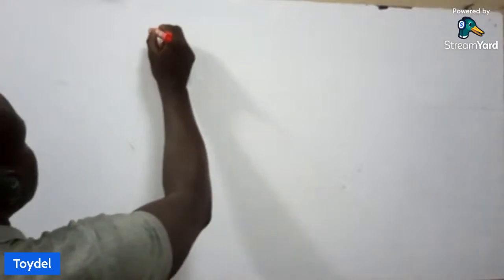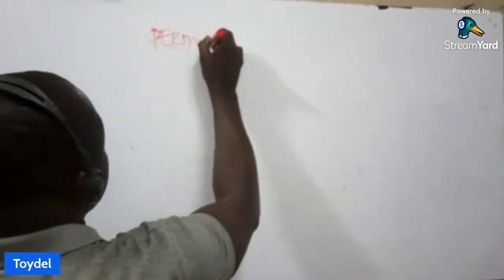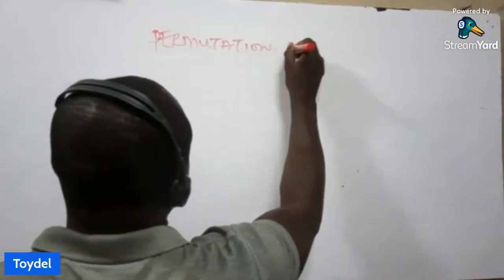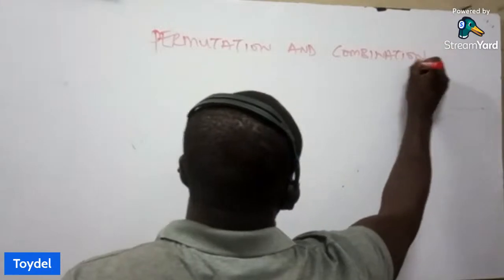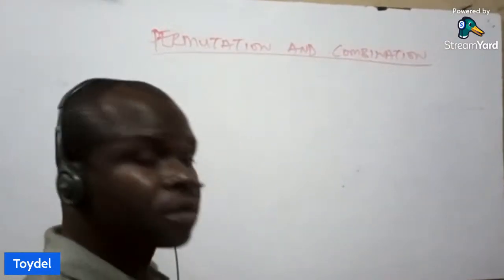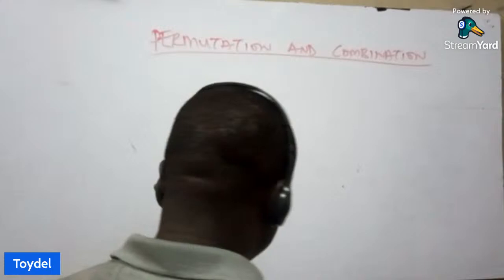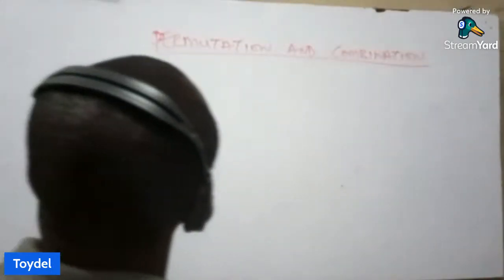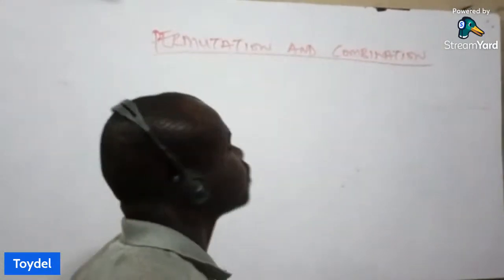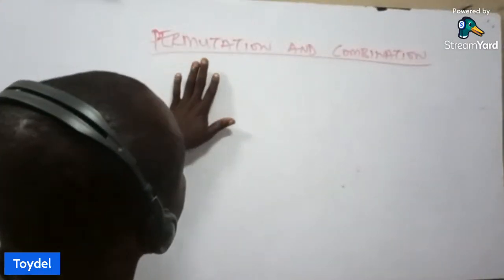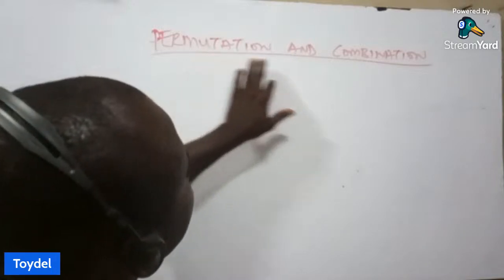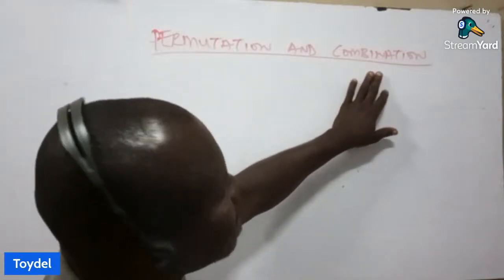So today we want to consider permutation and combination. That's what we want to consider for today. Permutation and combination. So what is permutation and what is combination? The neutral meaning of permutation simply means arrangement, while combination simply means selection.